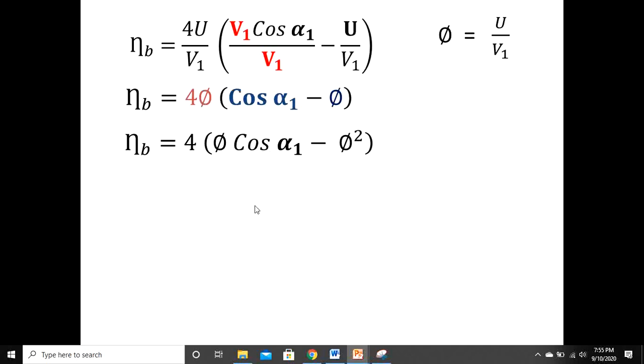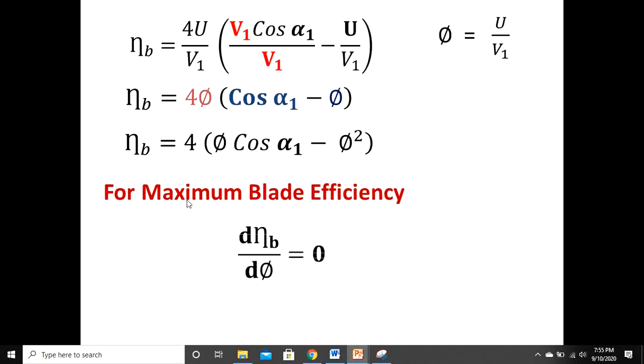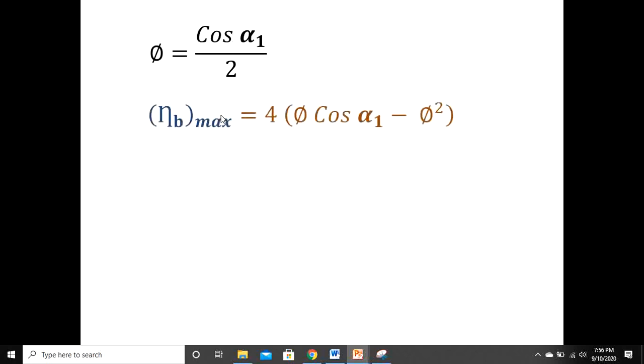You multiply this one inside, like this it will be. For maximum blade efficiency, what will be the maximum blade efficiency? Maximum blade efficiency occurs when the differentiation of blade efficiency with respect to the speed ratio phi, U by V1, is equal to 0. So differentiate this same equation. 4 is a constant, phi cos alpha 1 remains cos alpha 1, phi square becomes 2 phi, equated to 0. Therefore, phi is equal to cos alpha 1 divided by 2.